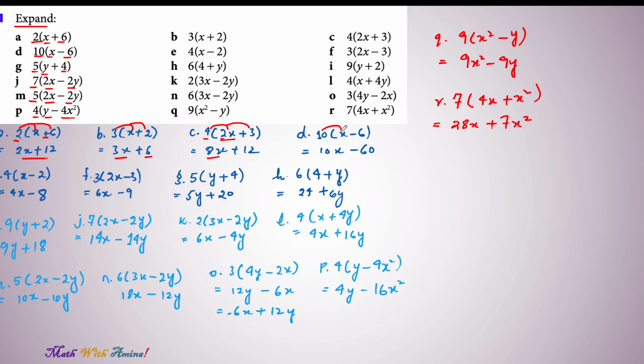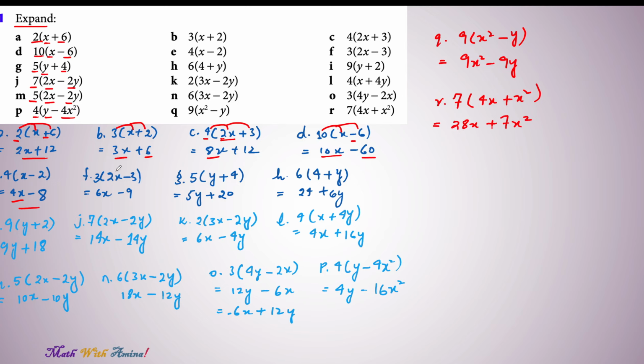10 multiplied by x, 10 multiplied by minus 6. So it will become 10x minus 60. We have to keep in mind that we are not missing the sign. So positive 10 multiplied by minus 6 will become minus 60. 4 multiplied by x is equal to 4x. 4 multiplied by minus 2 is equal to minus 8. So 4x minus 8 is our final answer.